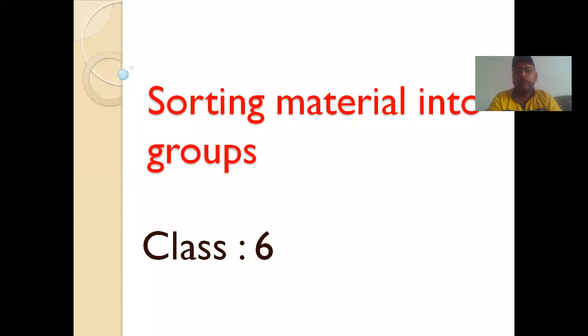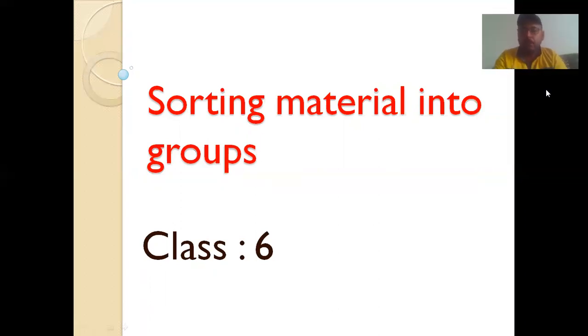So first of all, the meaning of this chapter. Sorting material into groups means we are surrounded by a number of kinds of objects, but there is a need to separate them out, classify them. But how can we classify the objects? How will we come to know which objects need to be classified, and what are the different properties? That we will discuss in this chapter.